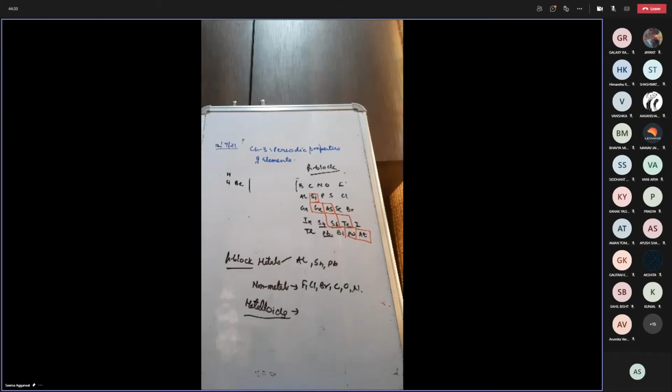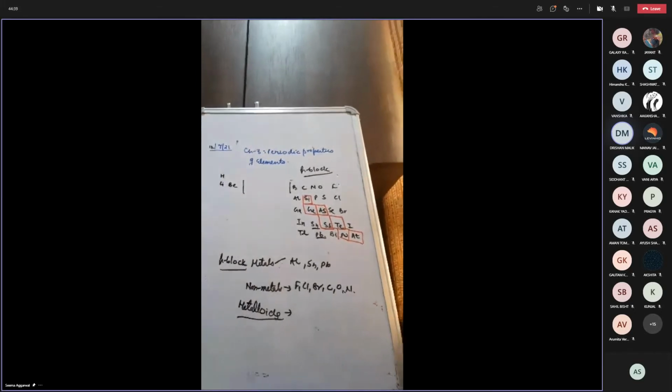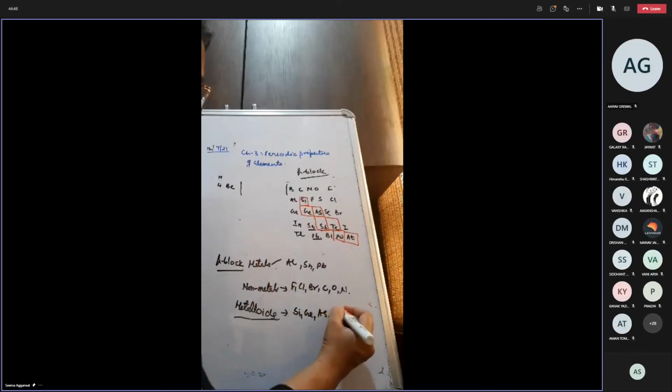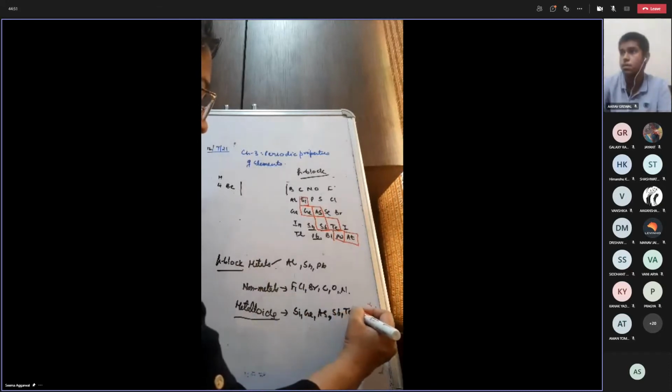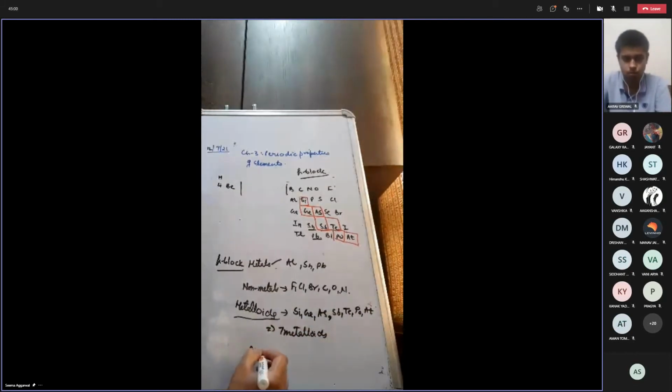Also, boron is also a metalloid? Yes, that's what I am saying, I am just coming to the point. See, in your NCERT, they have given these as metalloids: silicon, germanium, arsenic, antimony, tellurium, polonium, and astatine. There are 7 metalloids. But in certain books, they have given boron also as a metalloid. But in NCERT here, they have not given boron as a metalloid.